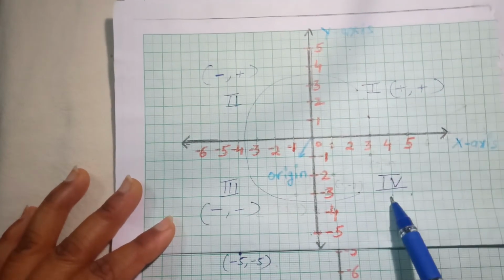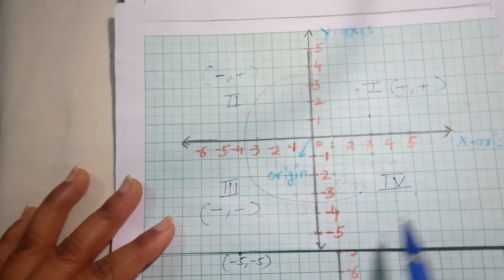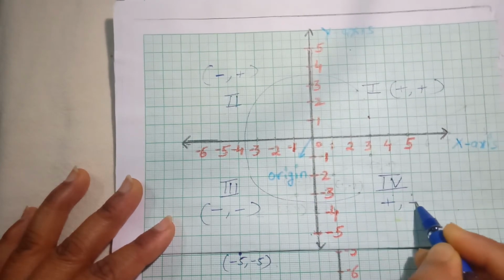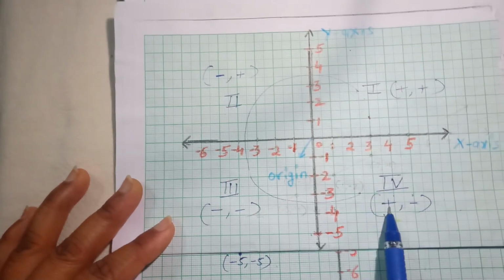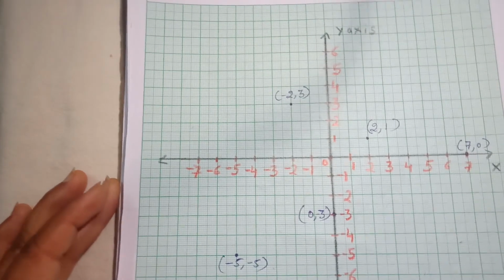In the fourth quadrant, the value of x is positive and the value of y is negative. So we plot the point positive and negative. Always we take the first value as x and the second value as y. So keeping in mind these rules of quadrants, we are going to plot.